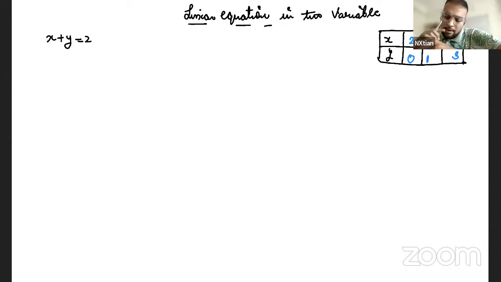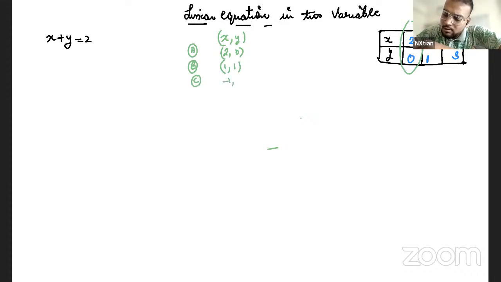Okay. Now here I got three coordinates, x comma y. The first coordinate is 2 comma 0, because the value of x is 2 and the value of y in this condition is 0. The second one is 1 comma 1, and the third one is, can you tell me? Minus 1 comma 3. Understood, guys? Yes or no? Now I will make the graph.